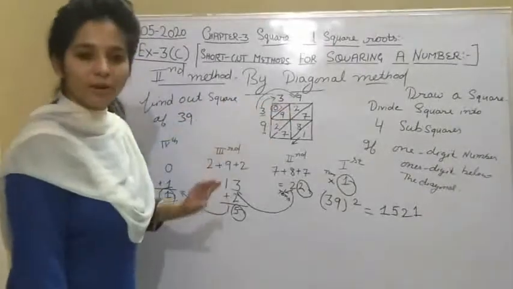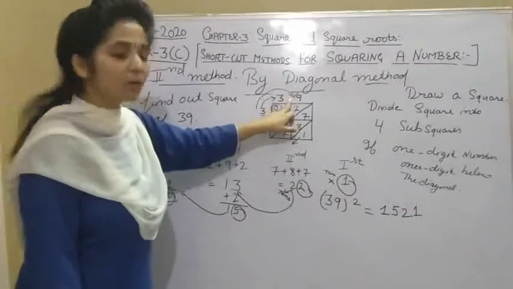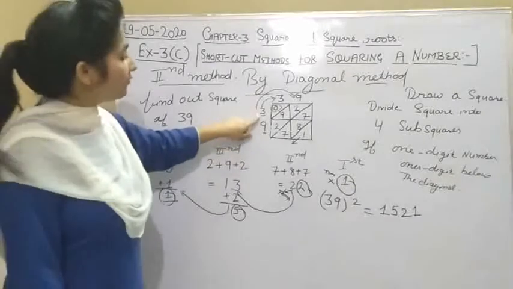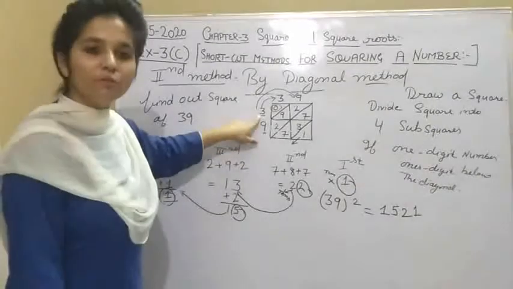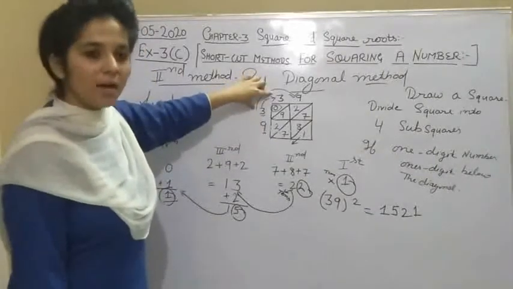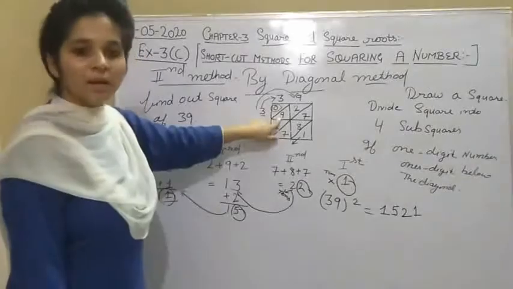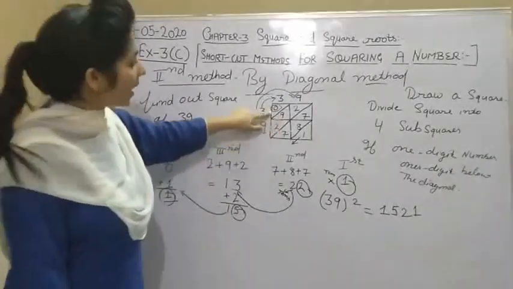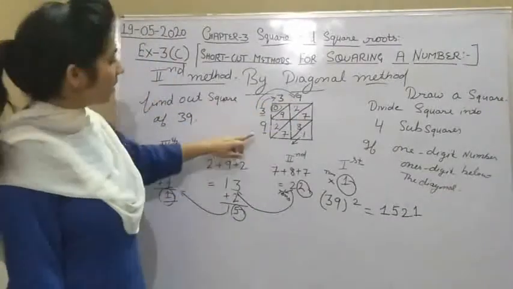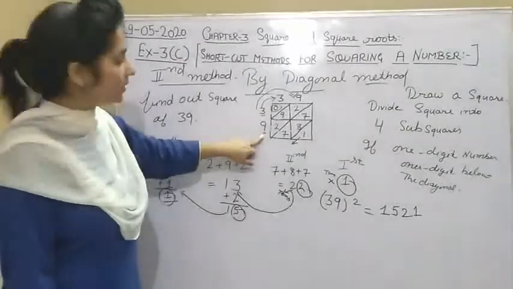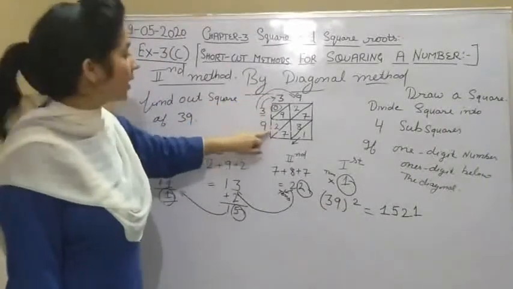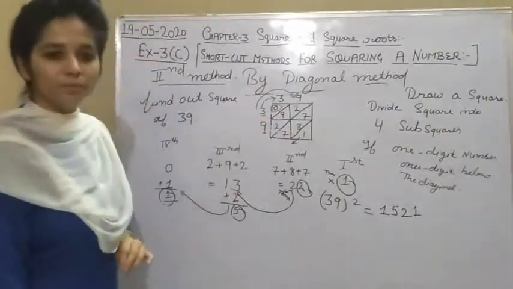The given number is 39, write it on the top and the left side of the square. Your first digit is 3. Now you will multiply 3 by 3. The given number is 9. You will write 9 below the diagonal and above the diagonal you will write 0. 3 9s are 27. Now your next digit is 9. Again multiply 9 by 3. 9 3s are 27 and 9 9s are 81.